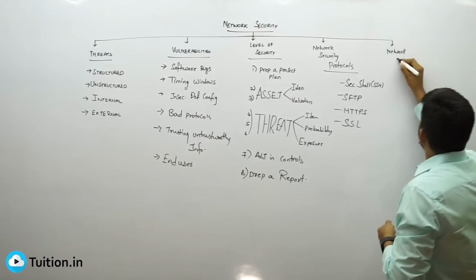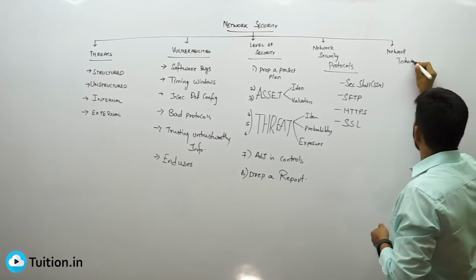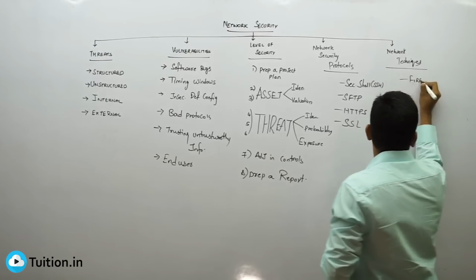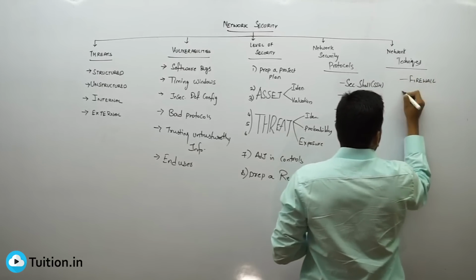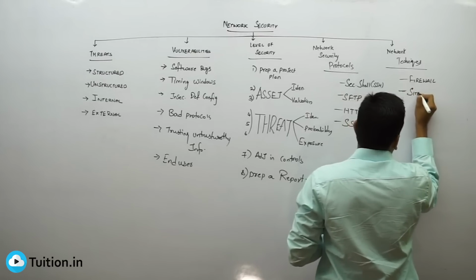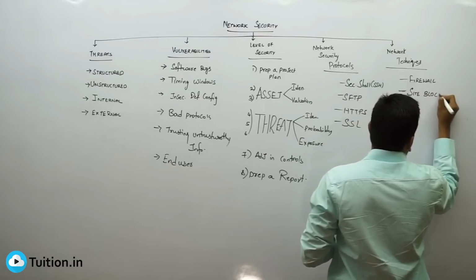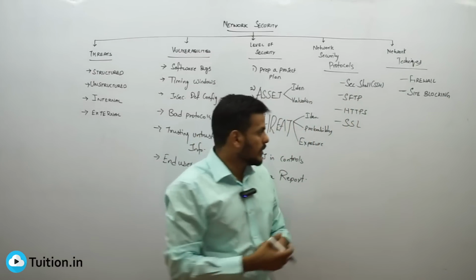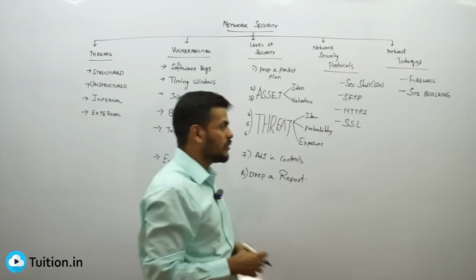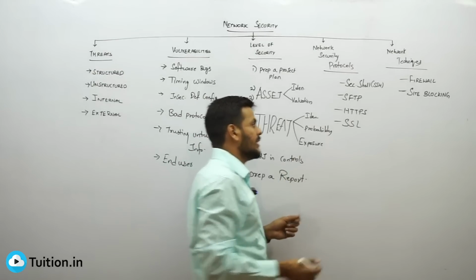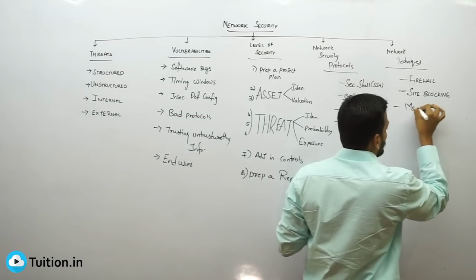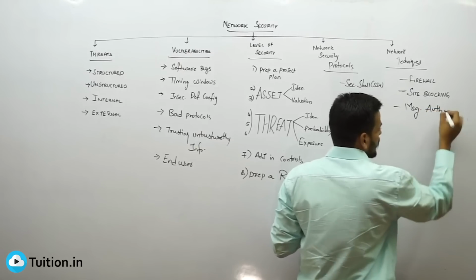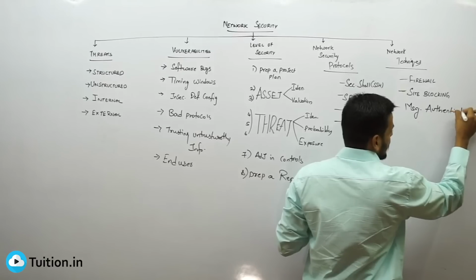And then coming to network techniques. We have network techniques, the first of which is called firewall. Then we have something called site blocking. All blacklisted sites, or sites where you think explicit material is published that you don't want your employees to see at the workplace, you can block all those sites. And then you can have message authentication. Every message that is being sent can be checked, authentication.